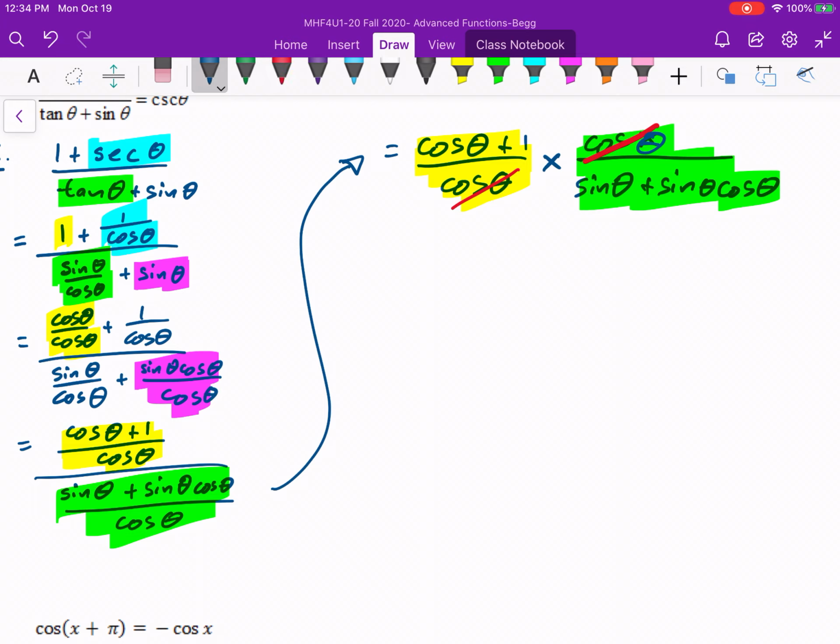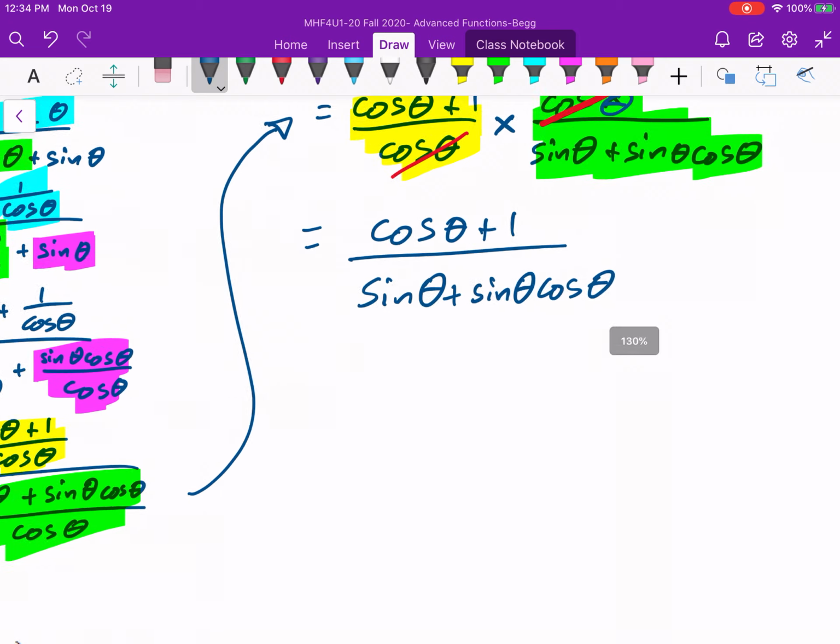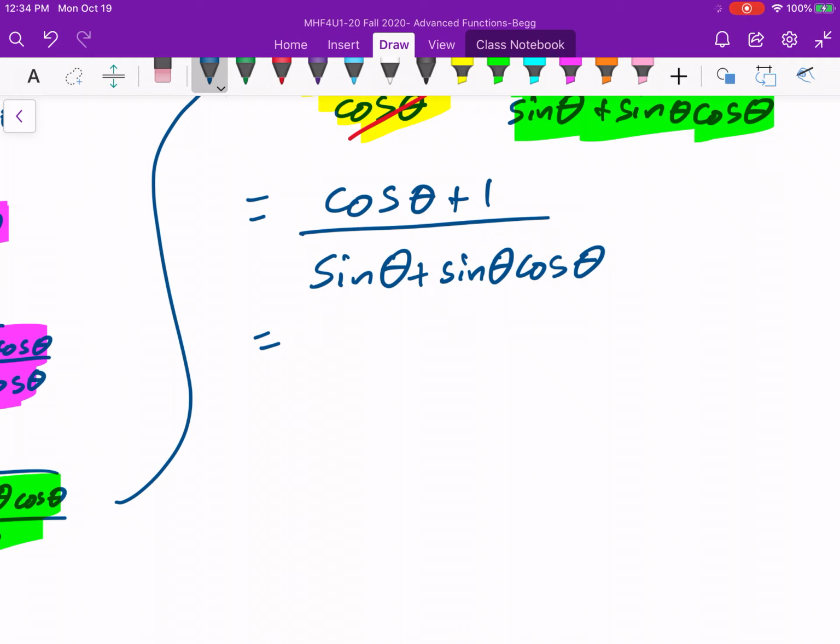And when I bring it together, I've got just one fraction. I've got cos theta plus 1 over sine theta plus sine theta times cos theta. And I can keep going, right? Now what? Well, I can common factor, right? When things are ugly, think about common factoring, or any kind of factoring. With common factoring, I see on the bottom, I could take out sine theta.